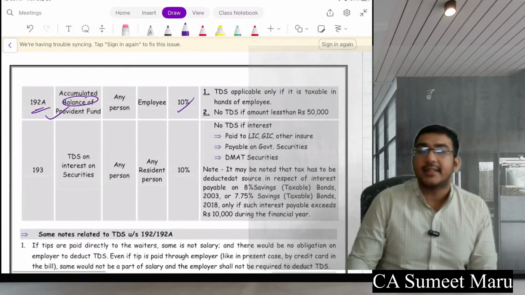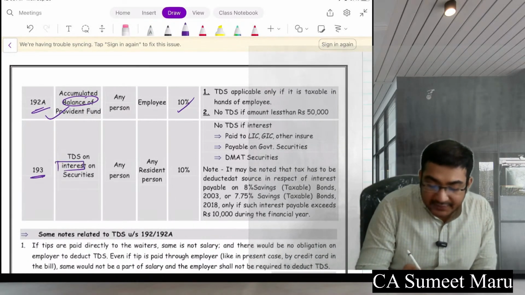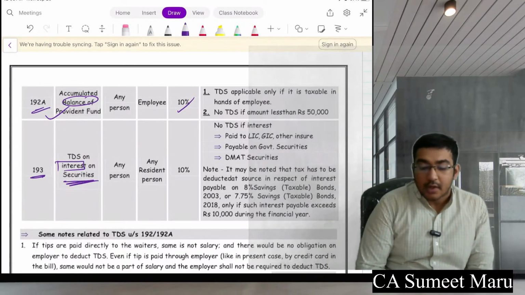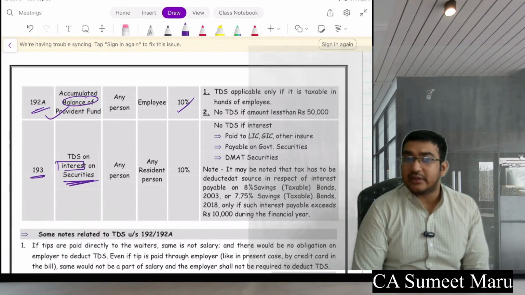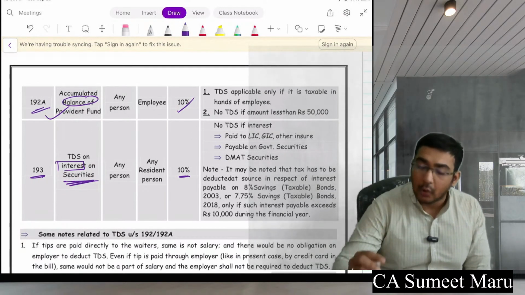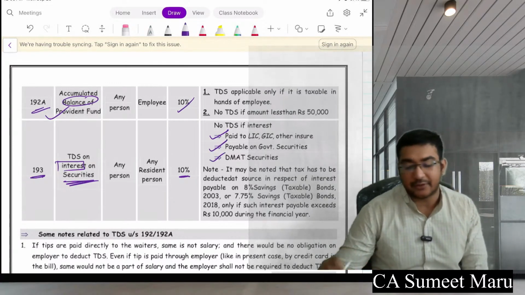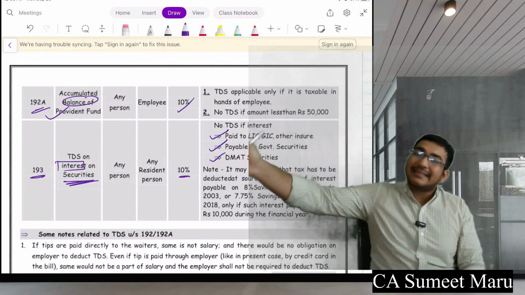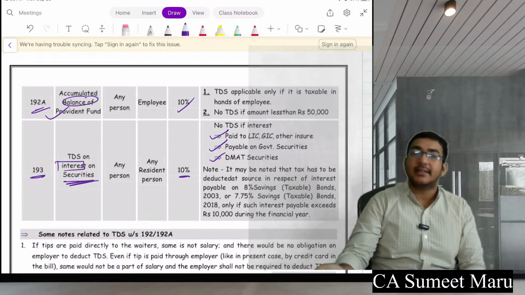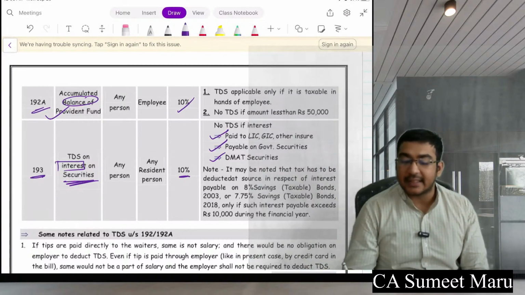Now, next is 193, TDS on interest on securities. If they are paying any interest on securities, the TDS has to be done at 10%. But no TDS has to be done if it is paid to LIC, paid to government, and demat securities. If you are paying LIC or the government, why would you deduct TDS? Other than that, if you are paying any interest on securities, that has to be deducted at 10% TDS.